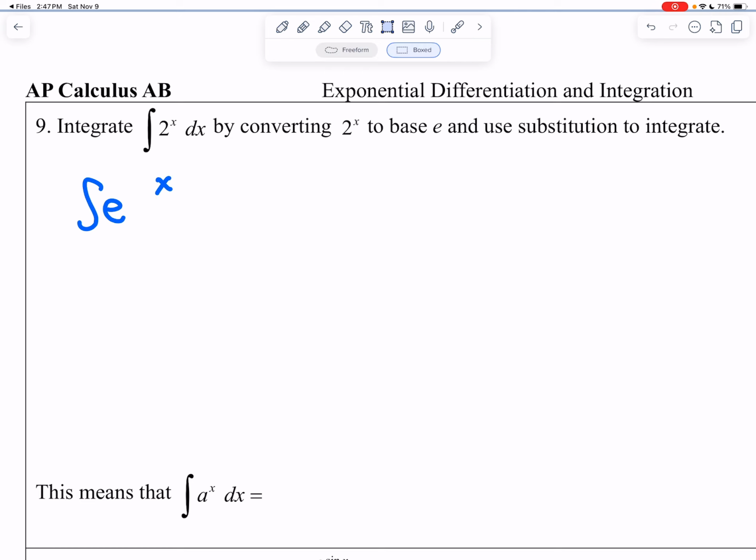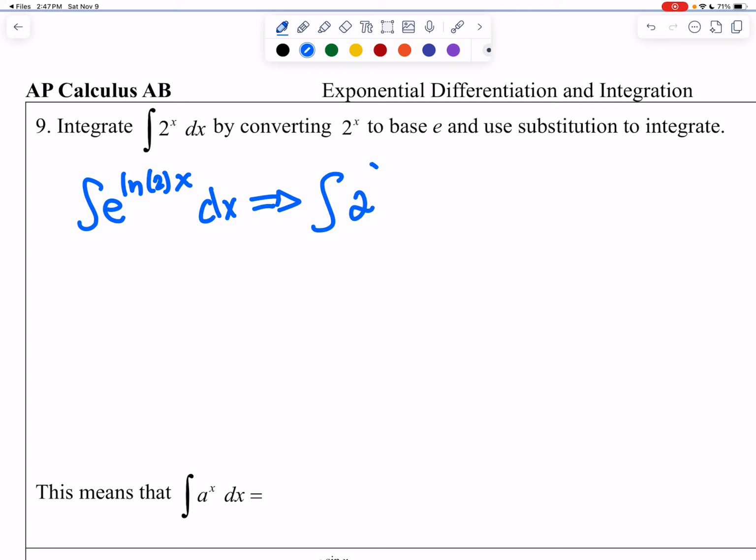Now, remember, using my properties, ln and e are inverses of each other. So what I'm going to do here is just plop an ln right here and plop a 2 next to it, so that the e and ln cancel out because they're inverses of each other. And then that's going to be left with 2 as my base, and then we still have x as my exponent, which is what we want right here.